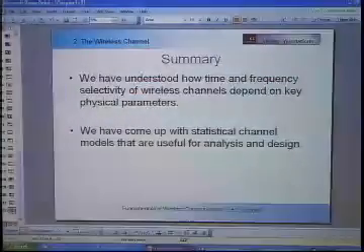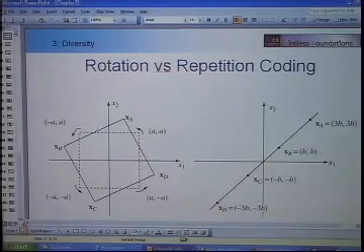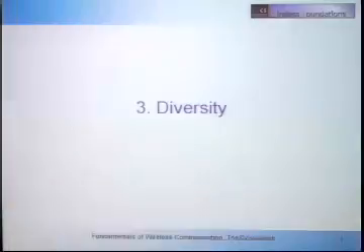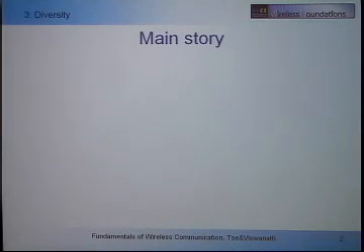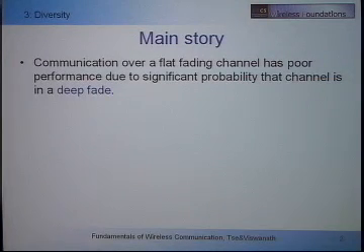Okay, let's move on to chapter 3. Chapter 3 deals with diversity, and the main story is the following. Remember, again, always keep your mental picture. I won't show that picture again and again of this channel, which varies 20 dB in dynamic range. I'm confronting this channel, and the thing I really worry about is that when the channel is in deep fade, then I cannot get my bits through. So I'm really worried about that.